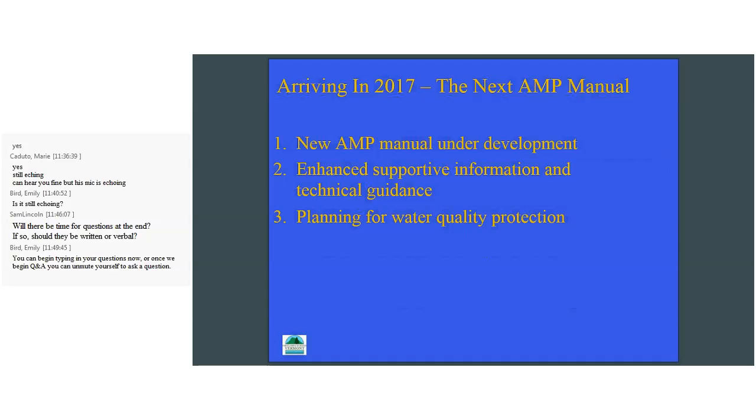We're going to be adding a section on planning for water quality. The Orange Book now currently doesn't have anything regarding planning. There'll be a section on just general planning for water quality for logging, as well as specific AMP planning considerations for truck roads, skid trails, stream crossings, stream buffers, and log landings.